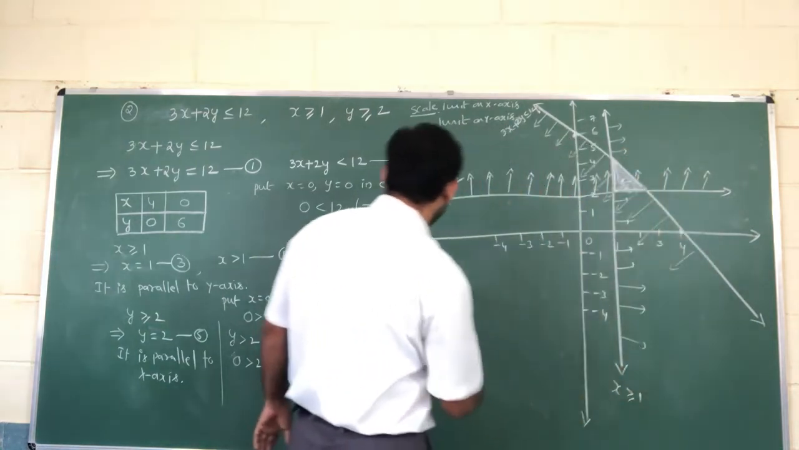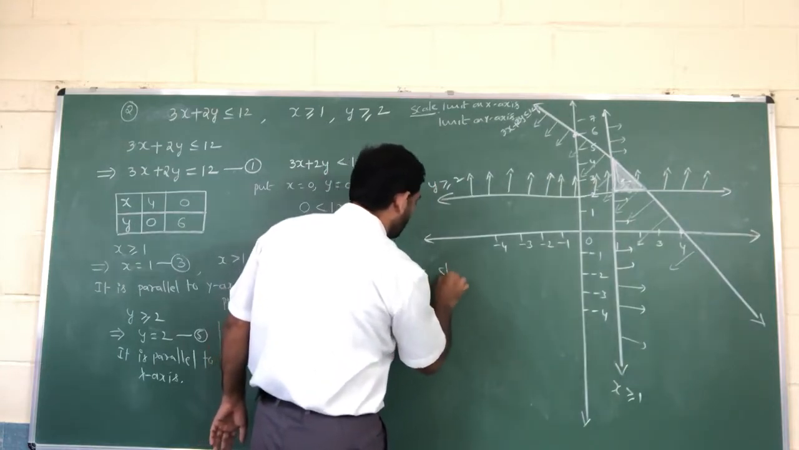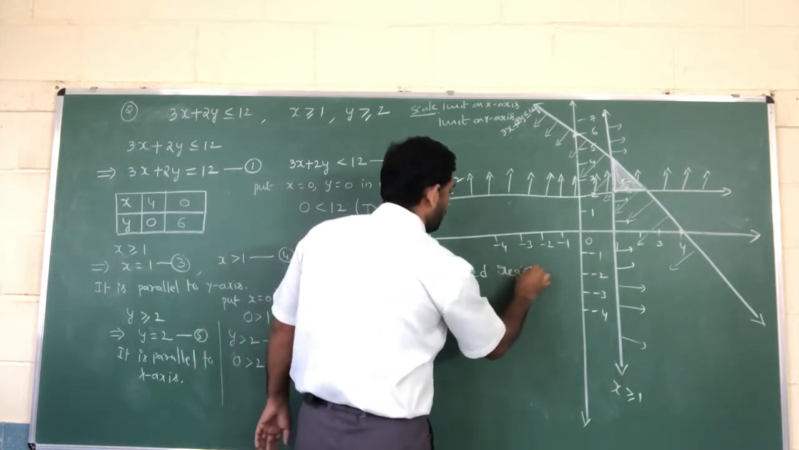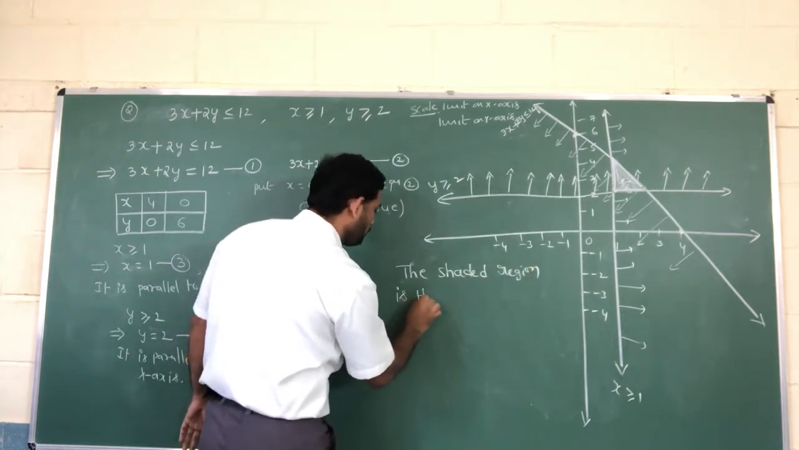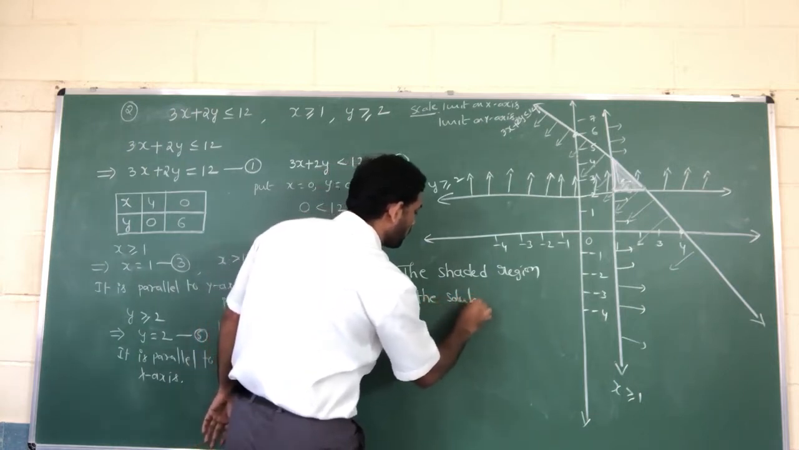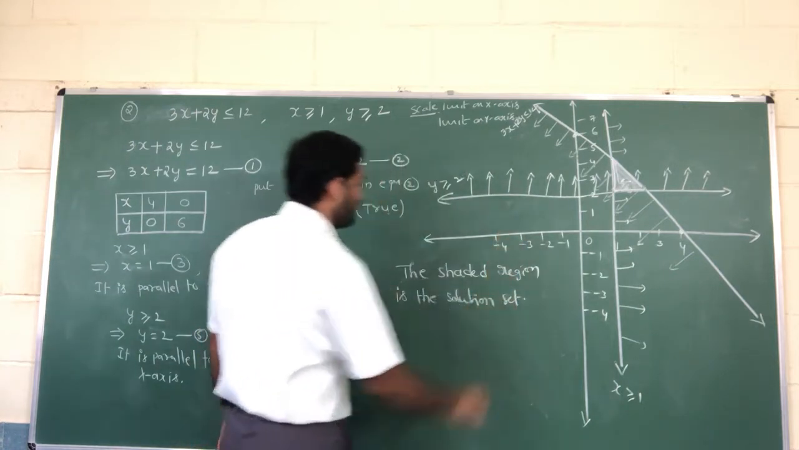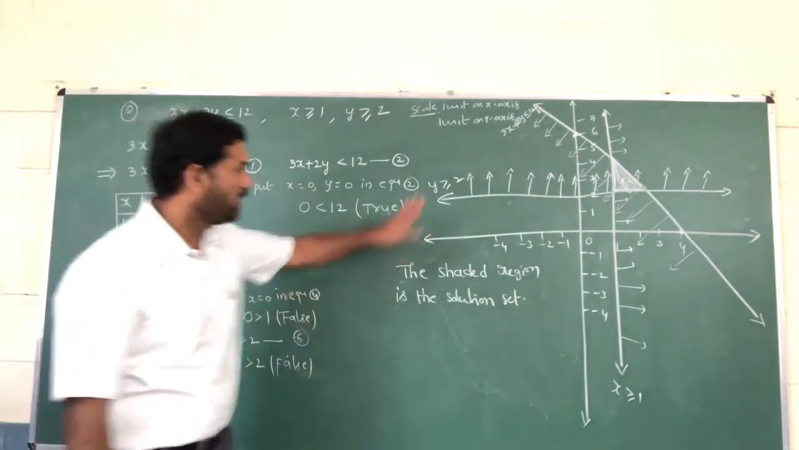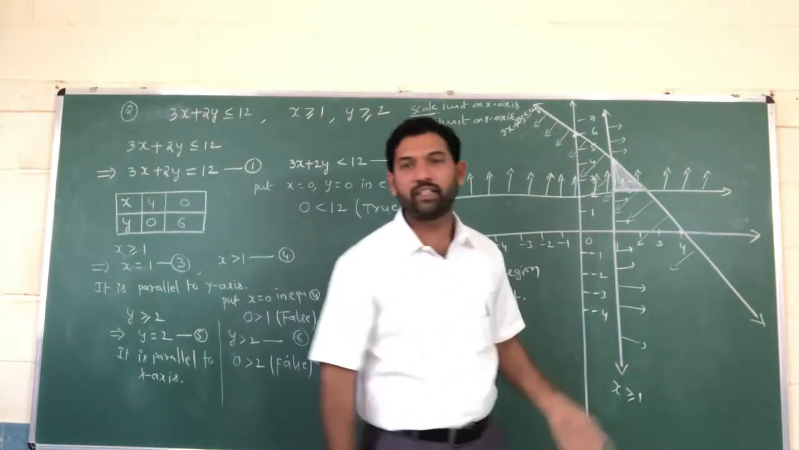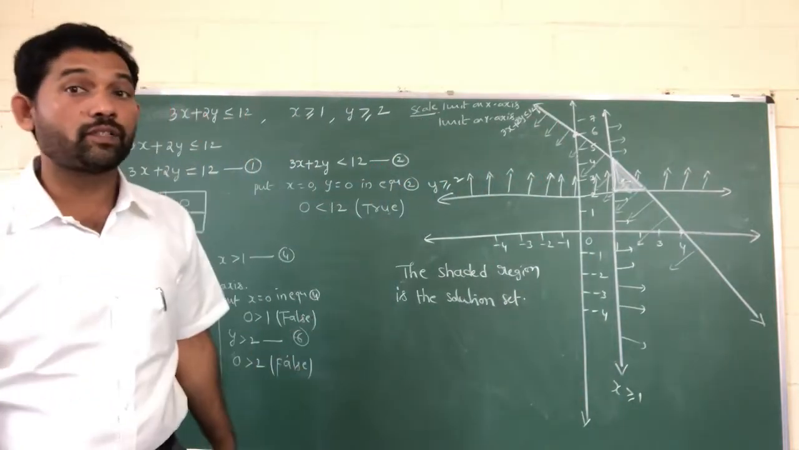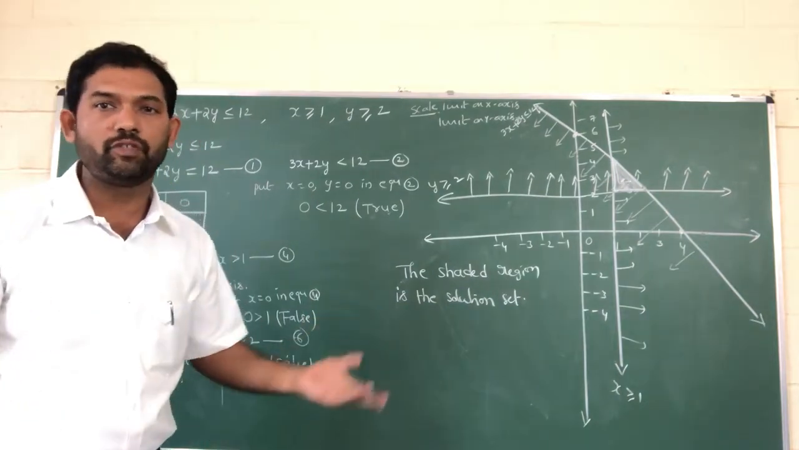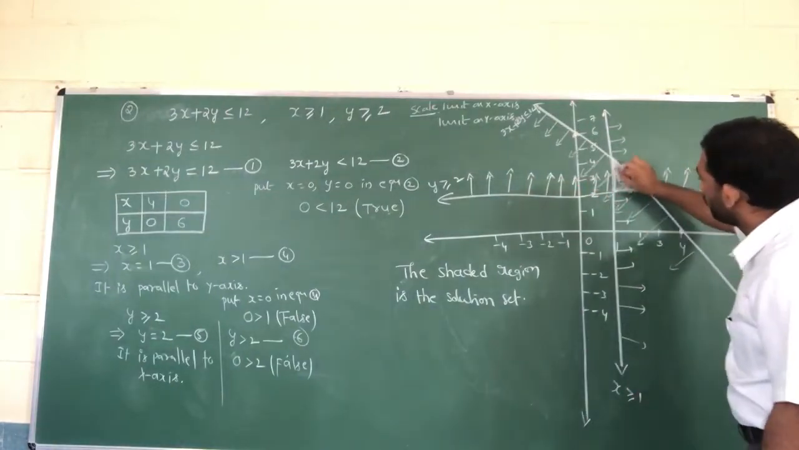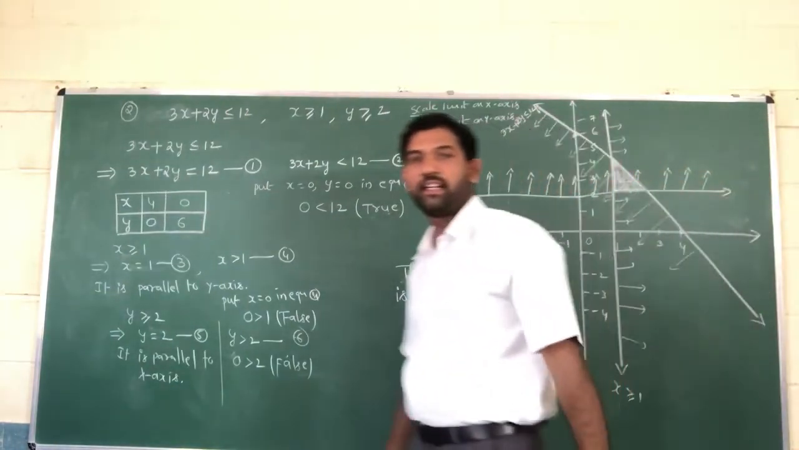So write the final conclusion: the shaded region is the solution set. Okay? We are putting the arrow marks for the individual inequalities. The common solution means this one. This is your solution. That is our answer.